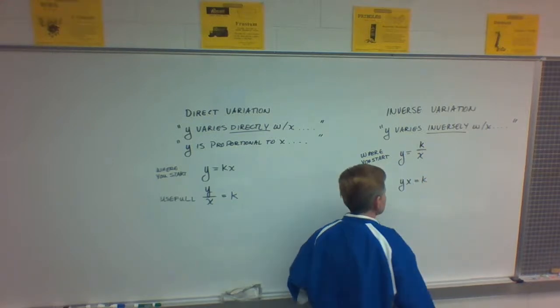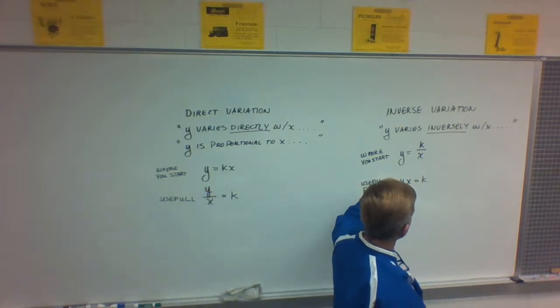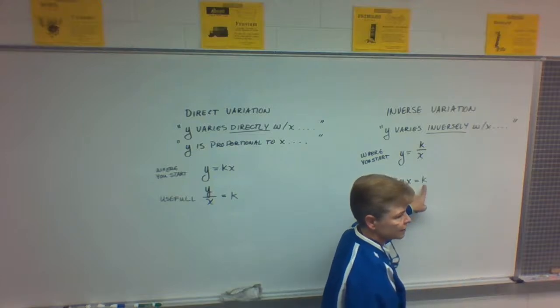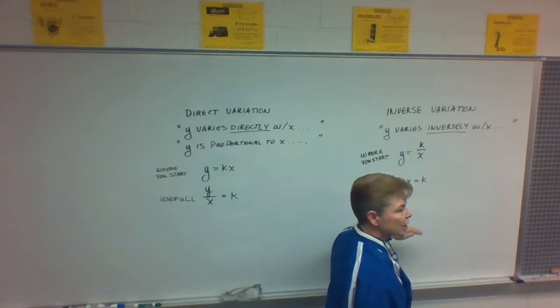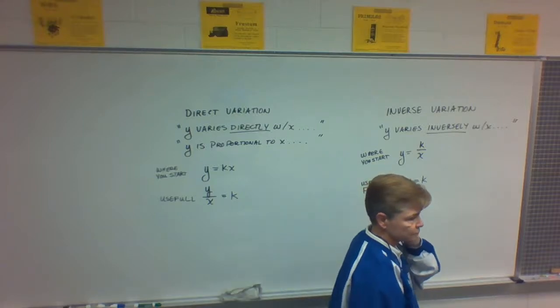Which means that every time you multiply, not divide, every time you multiply the y value times the x value on this function, you'll always get the same number, like 8 or something. Every time you multiply a y that goes with the x that goes with it, you always get the same number, no matter what combinations of x, y you get, if it varies inversely. Following?